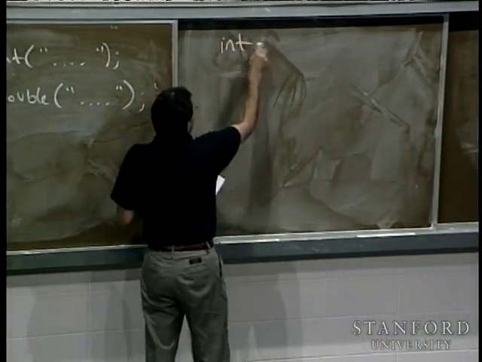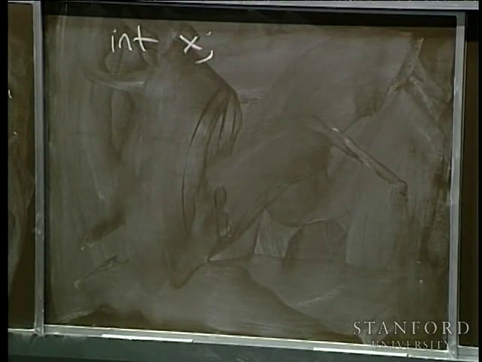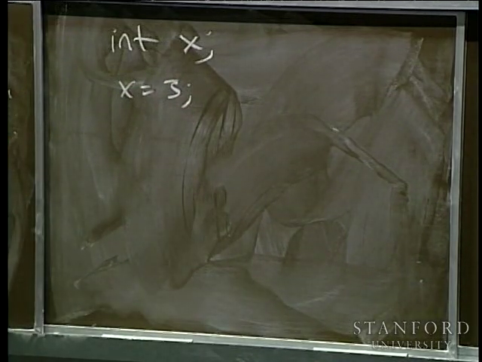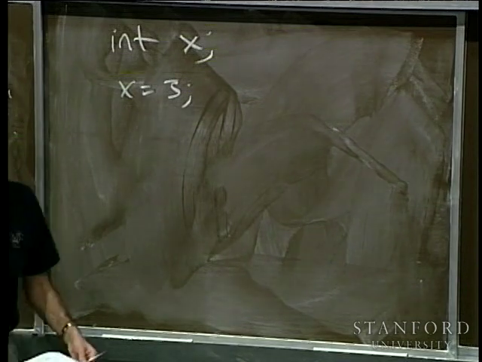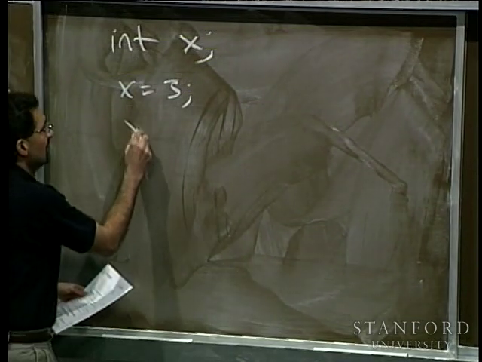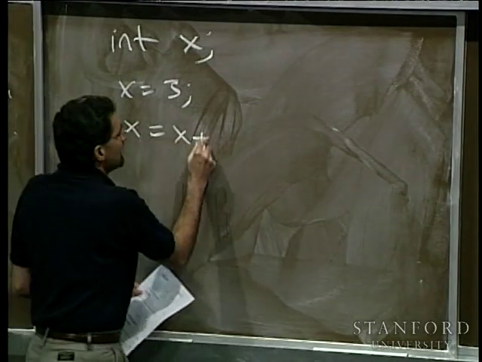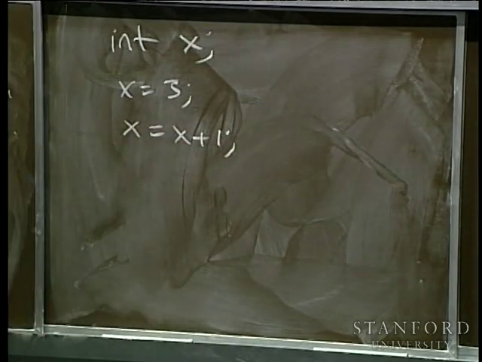Let's say we have int x, our old friend. After I told you all this stuff about good variable names, I'm like, everything's x. So let's say x equals 3. Now, there's a lot of things sometimes we want to do with x. Something we do a lot is add 1 to x. So if we wanted to add 1 to x, how do we do that? Some people already know. We'll do it the long way. x equals x plus 1. That adds 1 to x and stores it back in x.